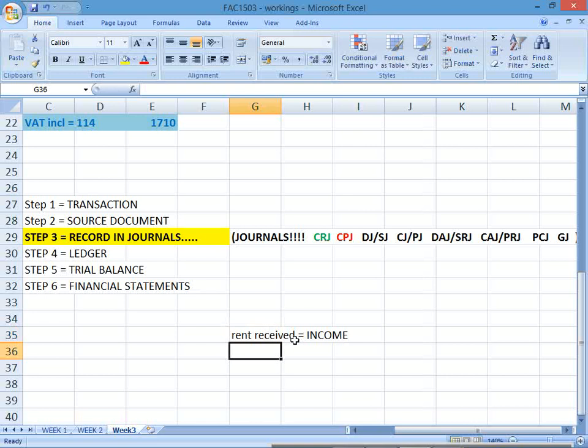Why? Because it was an increase in benefit. The moment you received the rent, you had more than you had before. Rent receivable is what? An asset, because you're still going to get it. Future benefits. Right? And that's why those definitions are so important.